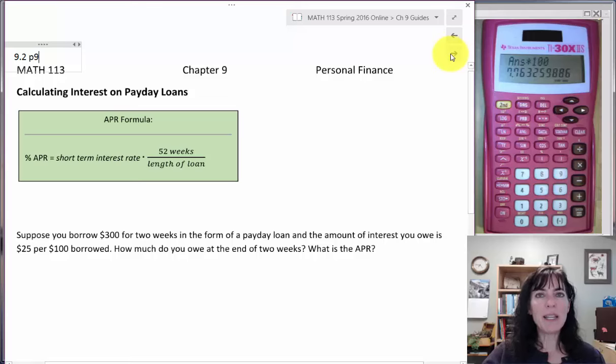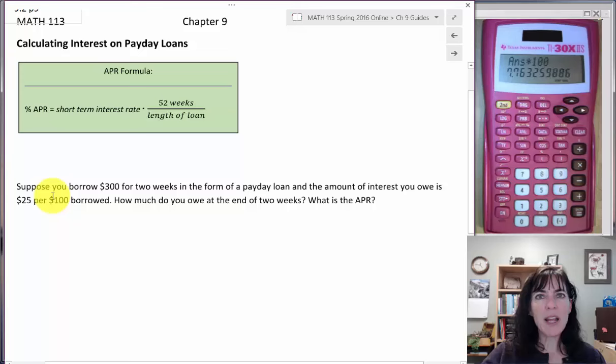Calculating interest on payday loans. You may have seen storefronts in strip malls where they offer payday loans, and what they do is give you a short-term loan, so from the point where you run out of money until you get your next paycheck, and sometimes one or two paychecks that you can use to pay it back. I hope we all know that the interest on those loans is pretty high, and we should try to avoid that kind of loan if at all possible.